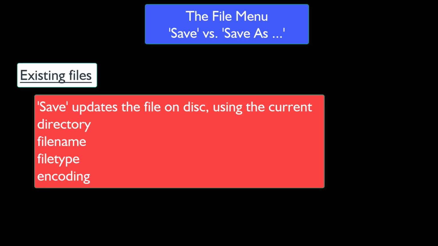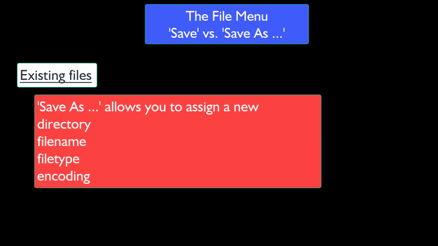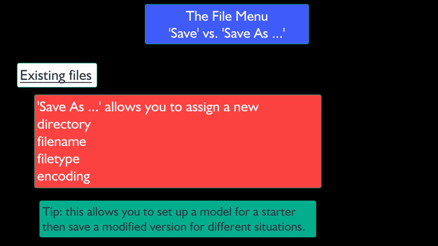If you're editing existing files, then Save updates that file on disk using the current directory, file name, file type, and encoding, logically overwriting the existing file. Whereas Save As allows you to assign a new directory, file name, file type, and encoding. And here's a tip. This allows you to set up a model for a starter, then save a modified version for different situations. Let's look at an example.